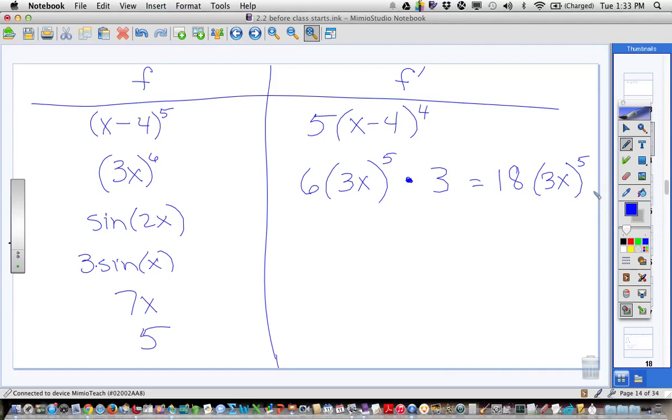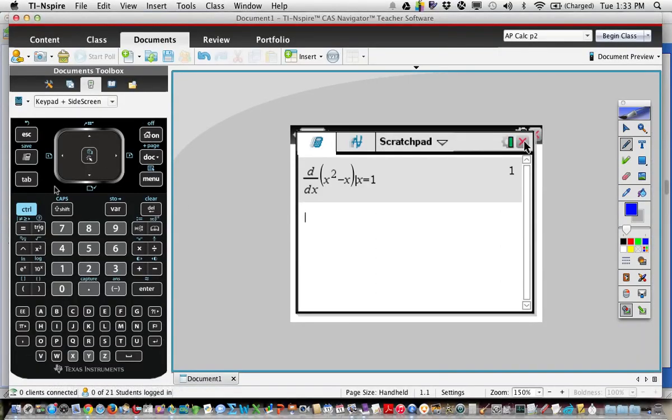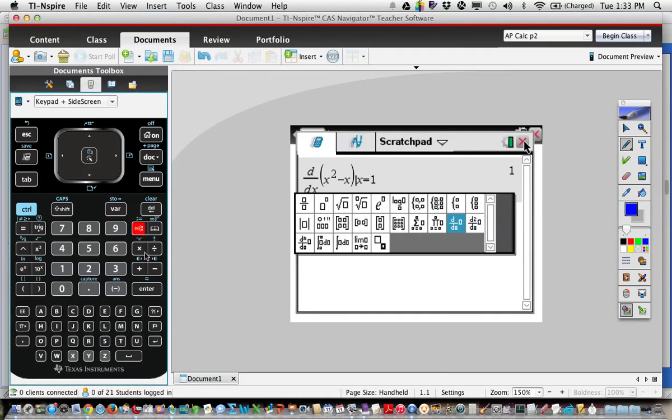Okay? Now, while we're at this, we might as well go back to our calculator. You don't have to do it on yours. I'm going to show you here real quick. This derivative thing we had here will not only find the derivative at a point for us, but because of the CAS, it will find the derivative at any point for us. In other words, in terms of x. All I have to do is leave off the vertical bar part.